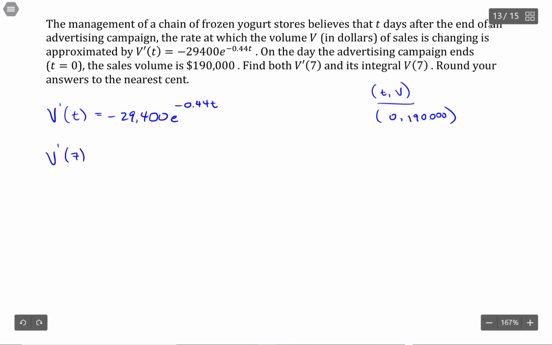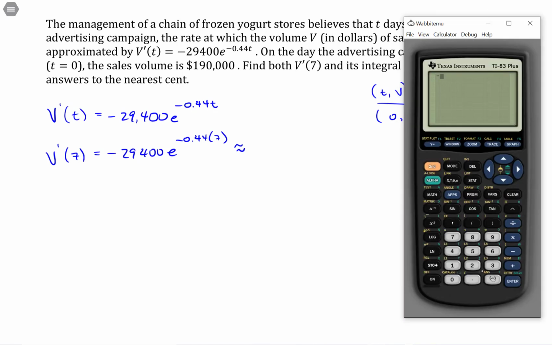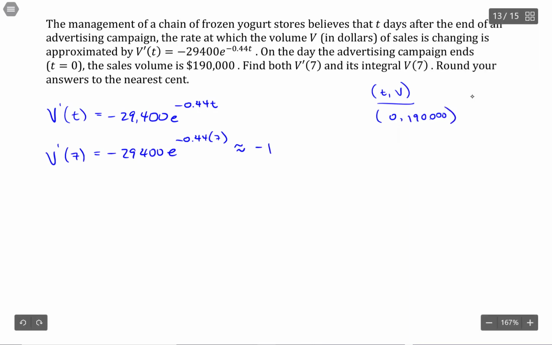All right, v prime of 7, pretty straightforward because we already have the function v prime of t. We just need to substitute 7 in. So negative 29,400 e to the negative 0.44 times 7. And we can approximate that using the calculator. So negative 29,400 e raised to the negative 0.44 times 7, or negative 1351.20. So reducing by $1,351.20 after the 7th unit of volume.